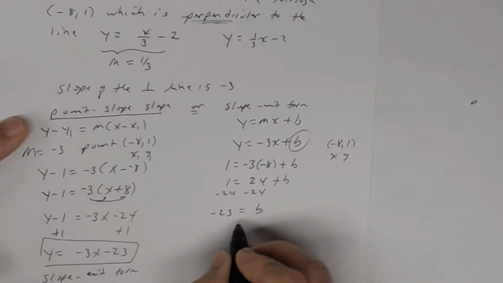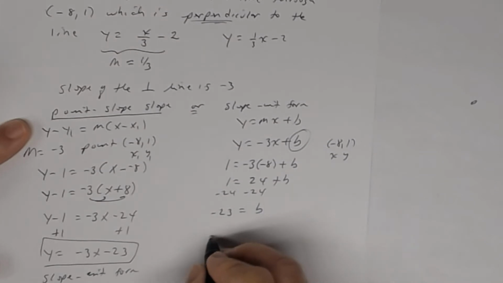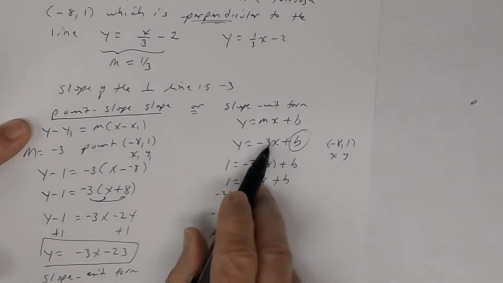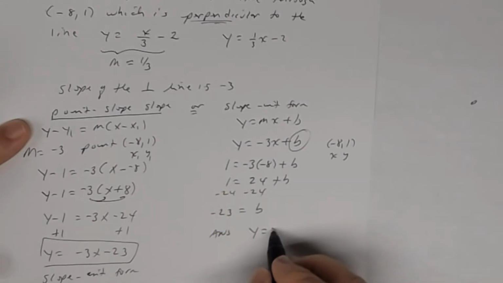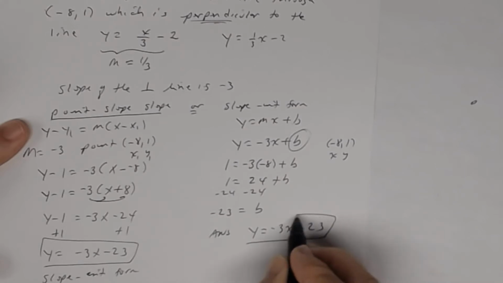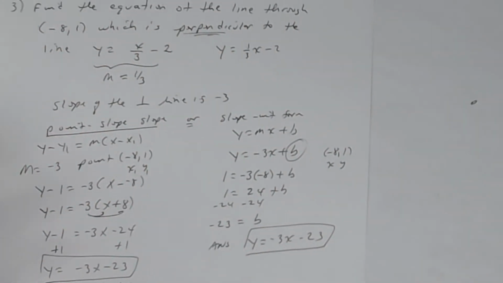So there's your y-intercept. Now you know your slope and you know your y-intercept, so therefore your answer will be y equals mx plus b, so negative 3x, and then b is negative 23. And notice that this is the same as this. All right, so that was number 3.